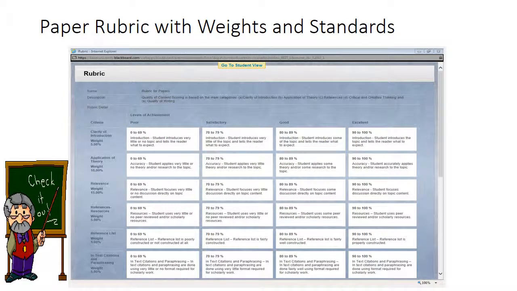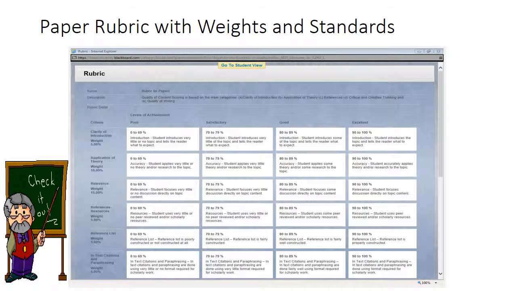The first one is the introduction of the paper. How clear is it? Are you explaining what the paper is going to be about? And the results can range from excellent to poor. An excellent introduction is where the writer introduces the topic and tells the reader what to expect. A poor introduction, the student introduces very little or no topic and does not tell the reader what the paper is going to be about. And then we have somewhere in between.